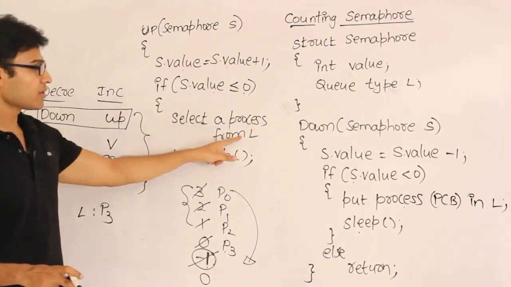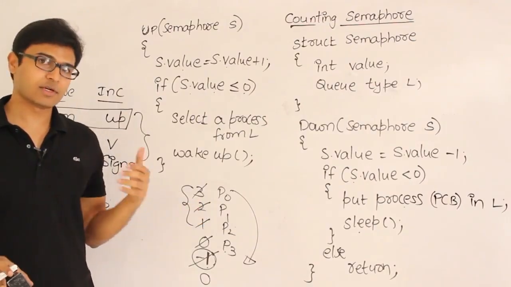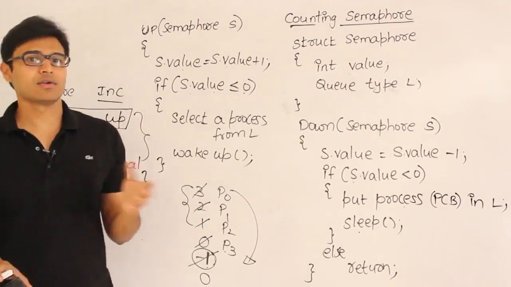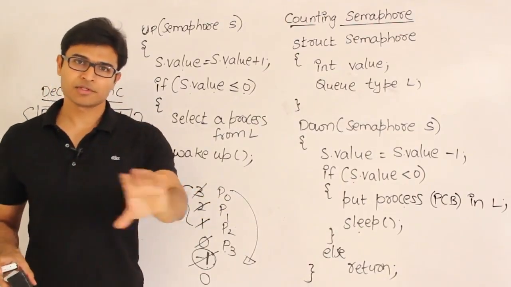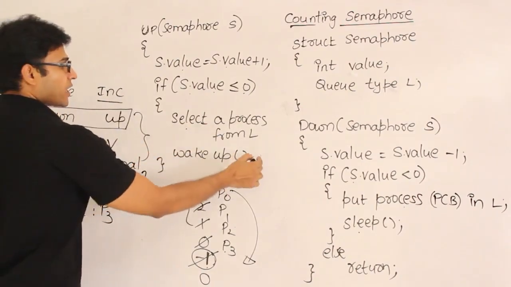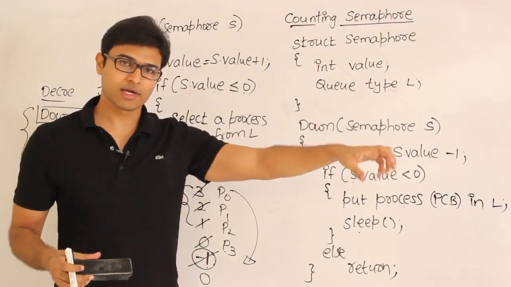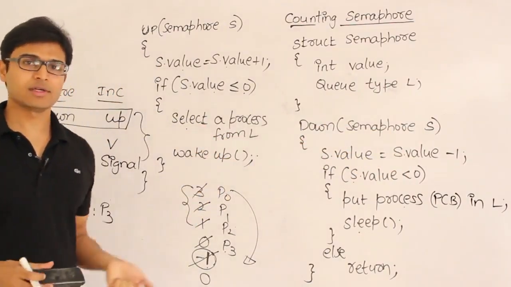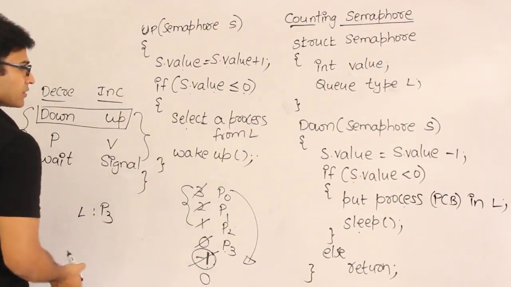Now select a process from L. It is better that you select them in first in, first out order, so that bounded waiting will be implemented, but it is not a rule. You can select any process, that is up to you. If many processes are waiting, you choose one of them. Select a process and wake up. Wake up means put it in the ready queue. Sleep means put it in the blocked queue. Wake up means put it in the ready queue, so that next time it will run and get a chance to enter the critical section. That is how this is done.